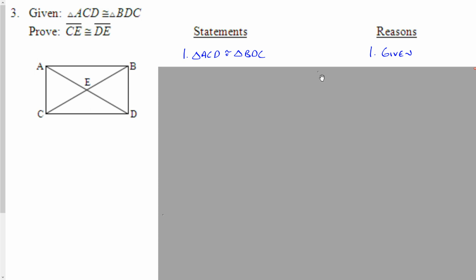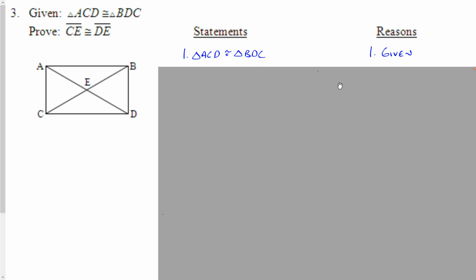So starting off our proof with our given as always. But now, if I just take a moment and look at this picture, if I look at where segment CE and segment DE are, they're intersecting at point E, making a triangle down here in the bottom part of this given rectangle. And if I want to say that those two sides of that triangle are congruent, I'm basically trying to say that that's an isosceles triangle.